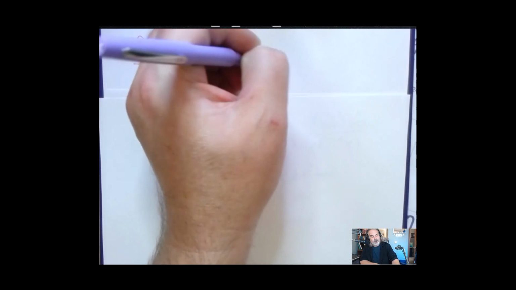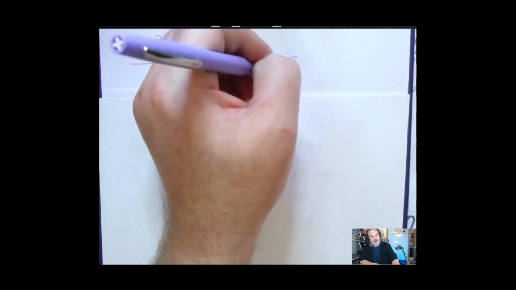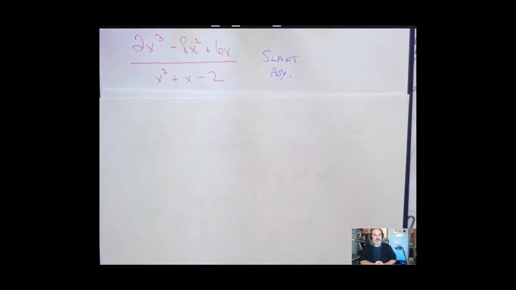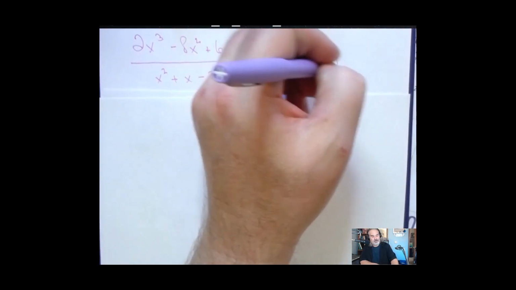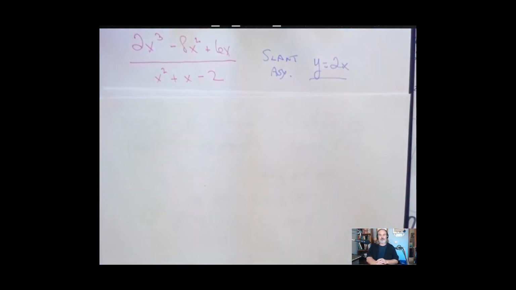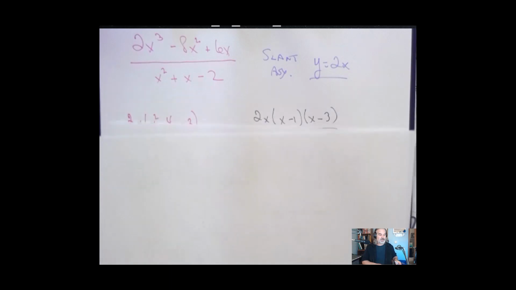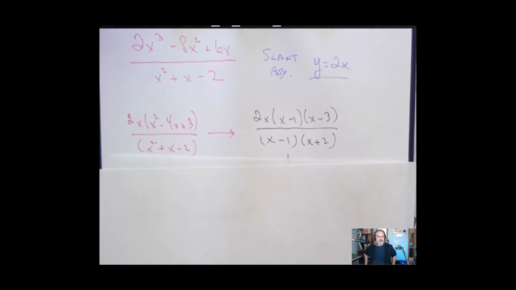Okay, so right off the bat, before any work at all, this particular function is going to have a slant asymptote of y equals 2x. So we've already determined that before we proceed. Now, proceeding to look at the numerator and the denominator in factored form. In that numerator, you can see hopefully that there's a 2x available to factor out.